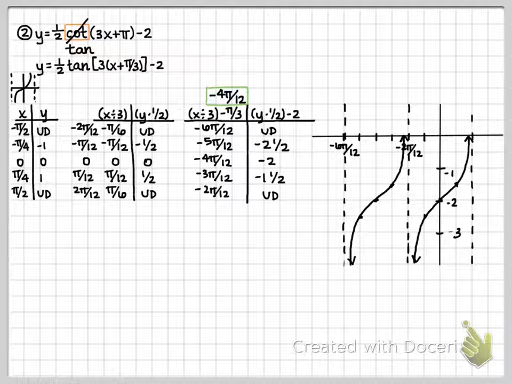So I see that I've got 1, 2, 3, 4 boxes in between my asymptotes, just to make sure that I didn't throw it off a little bit. All right, now here comes the cotangent graph.